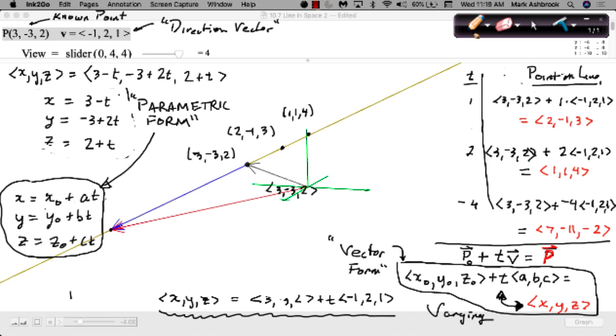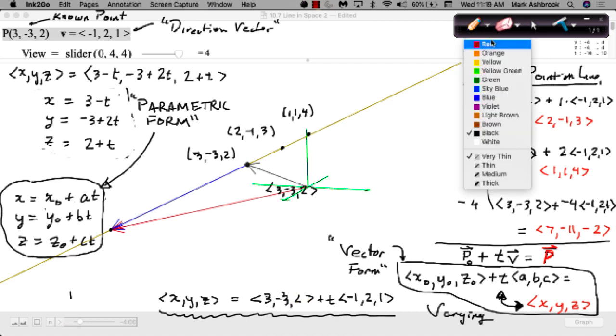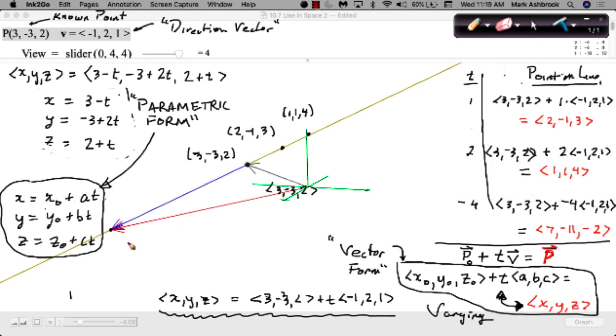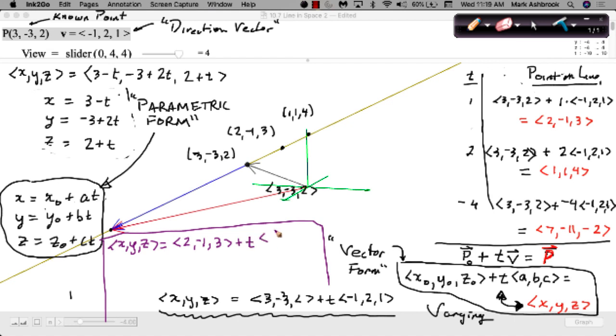All right, I'm going to write the equation of a line. See if you notice anything here. What is this? So here's the equation of a line. x, y, z equals 2, negative 1, 3, plus t times 2, negative 4, negative 2. So here's this equation of a line. Any observations?